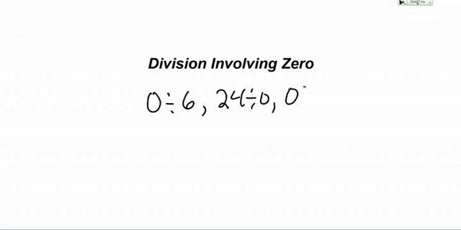All right, today we're going to be talking about making sense about division involving zero. In particular, we'll be dealing with problems such as 0 divided by, say, 6, 24 divided by 0, and 0 divided by 0. And these will typically be written in your calculus course as fractions, 24 over 0 and 0 over 0, and so on.